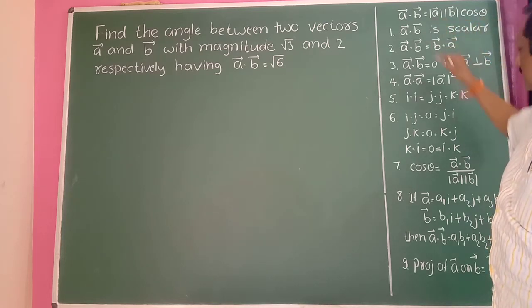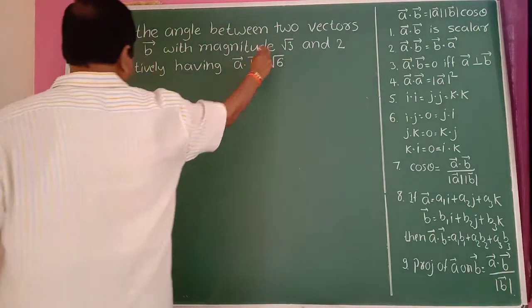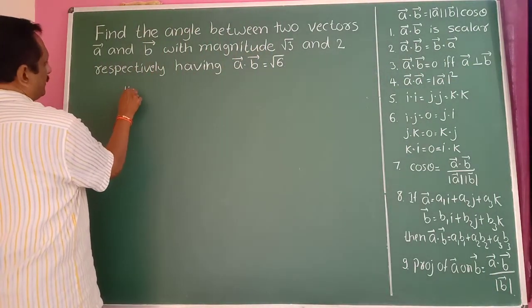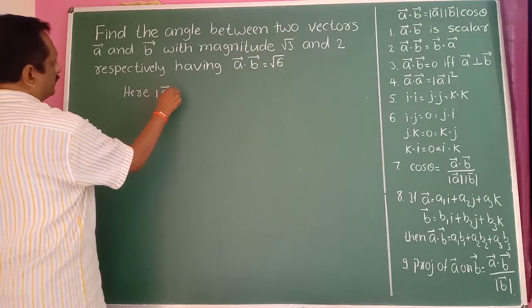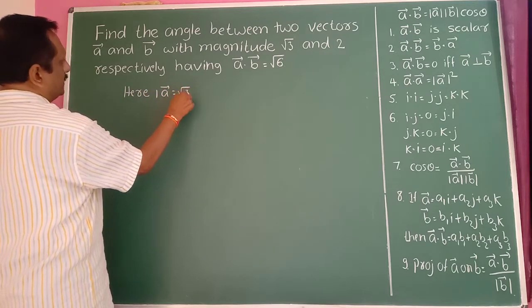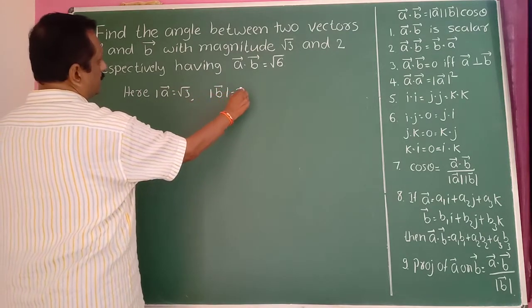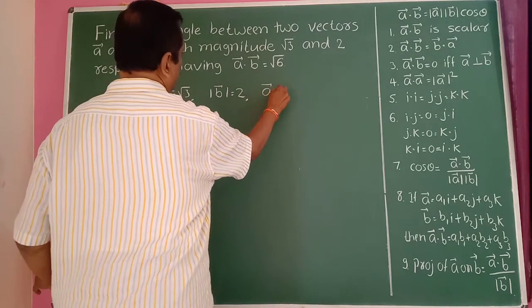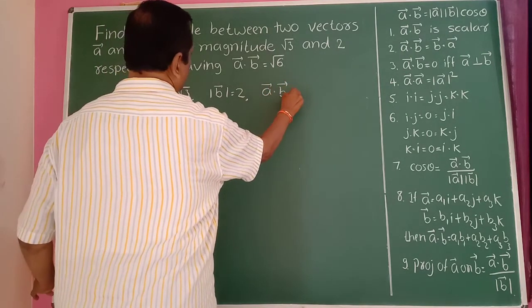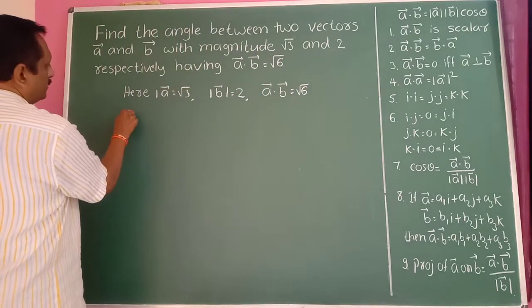Then, cross multiplying, we get this formula. Here these are the magnitudes: modulus of a bar is equal to root 3, modulus of b bar is equal to 2, and a bar dot b bar is equal to root 6.